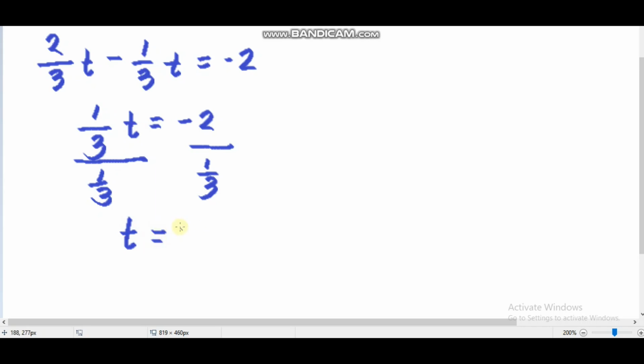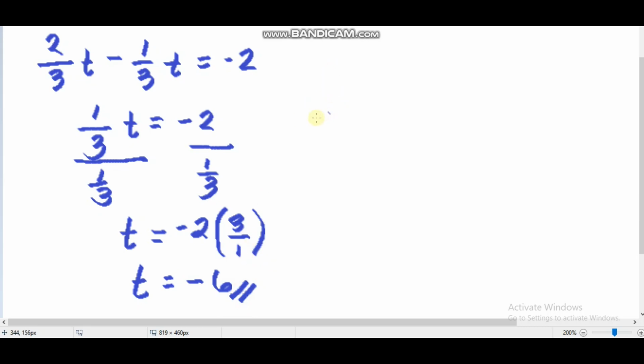Now, in this case, you have negative 2. In dividing fractions, the division becomes multiplication, and you find the reciprocal of the divisor. Our divisor is 1/3, so that is 3 over 1. So, our t is negative 2 times positive 3, that is negative 6. So, we have the answer.